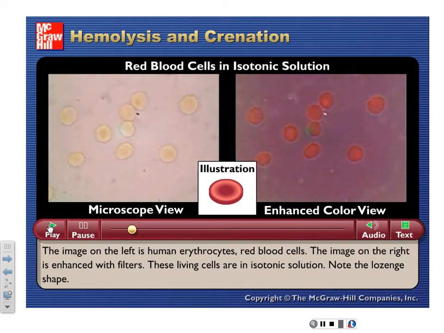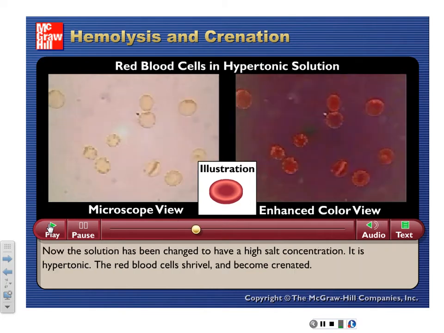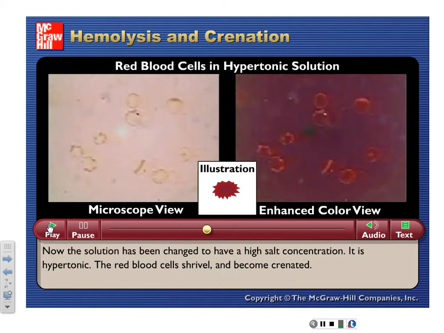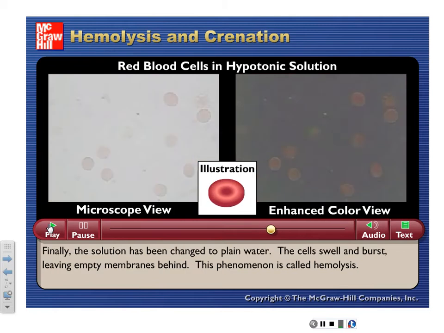Human erythrocytes, or red blood cells. The image on the right is enhanced with filters. These living cells are in isotonic solution. Note the lozenge shape. Now the solution has been changed to have a high salt concentration. It is hypertonic. The red blood cells shrivel and become crenated. Finally, the solution has been changed to plain water. The cells swell and burst, leaving empty membranes behind.